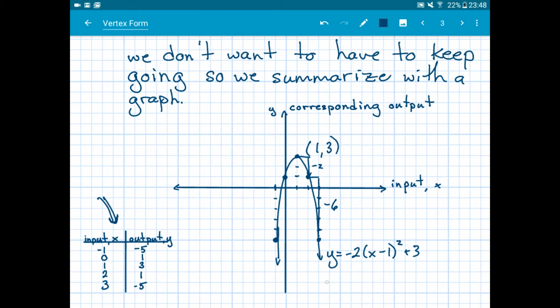Old step pattern for the base function is 1, 3, 5. New step pattern for one with an a value of -2 would be 2, 6, 10. This tells us it opens down. And we get this information as well. Looks like the vertex is at 1, 3.